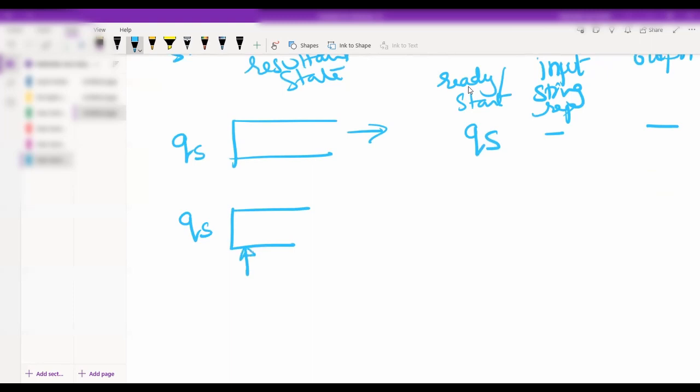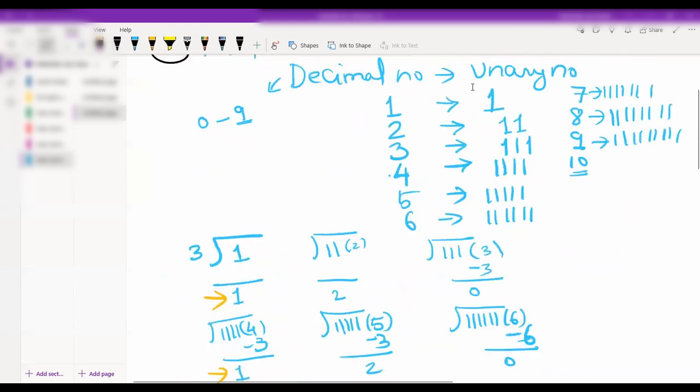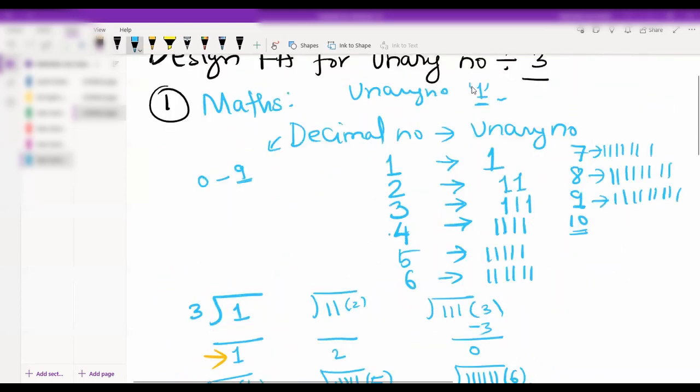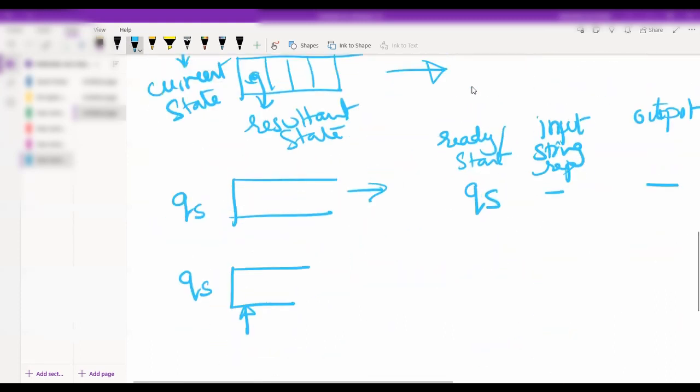What kind of symbol? As we are having a unary number system, what kind of number system are we having? We can take only one bit. What kind of bit will it be? It will be the symbol 1. We will read symbol 1. If we have symbol 1, that means one string is generated whose name is 1.